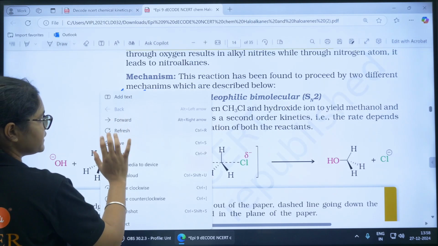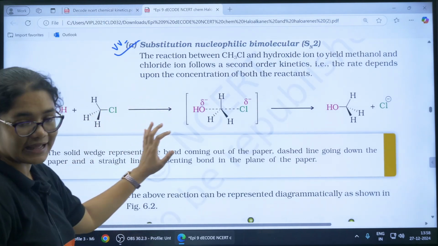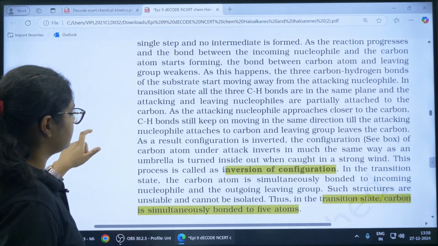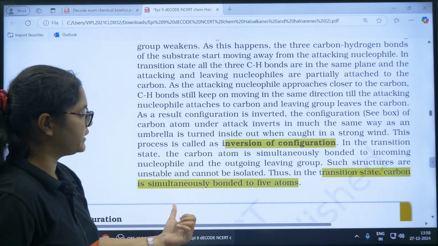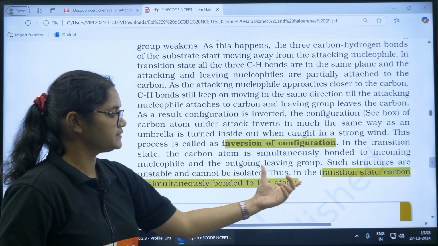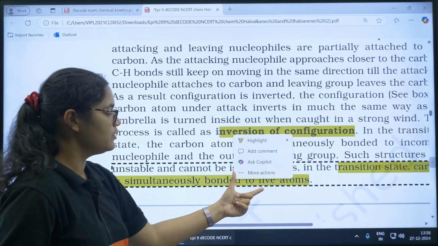Okay, so this we can do. The SN2 reaction, that you have to prepare. This example diagram you need to prepare. Next we have what is inversion of configuration. Then, at the transition state, carbon is bonded to how many atoms? This can be an MCQ question, so it is bonded to 5 atoms.